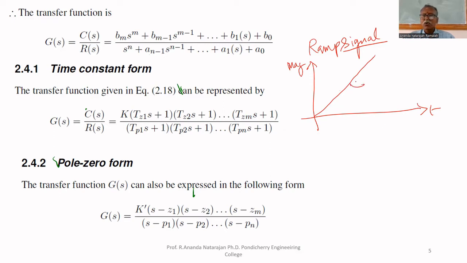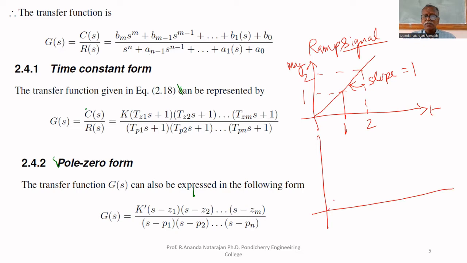If its slope equals 1, it is a unit ramp signal. Slope equal to 1 means what? At 1 second, its magnitude will be 1. At 2 seconds, its magnitude will be 2. At 3 seconds, its magnitude will be 3. If it increases like that, at 45 degrees, it is called a unit ramp signal.